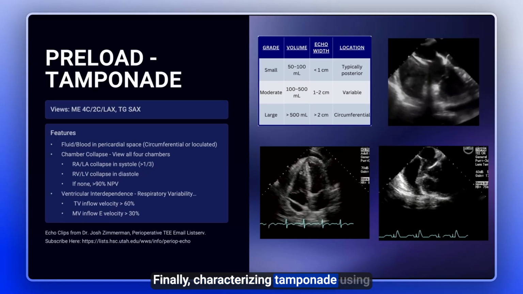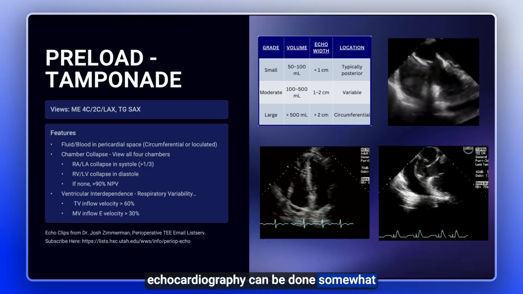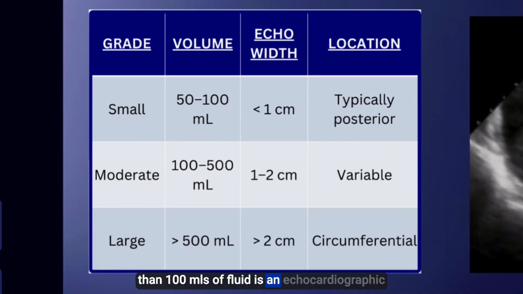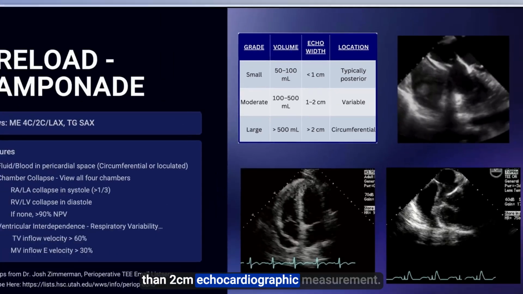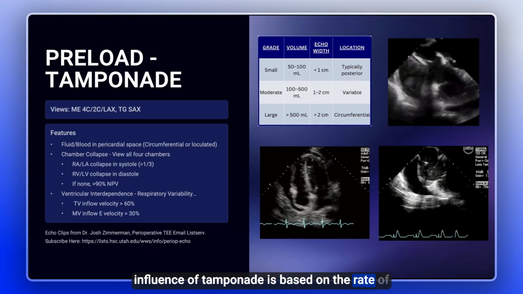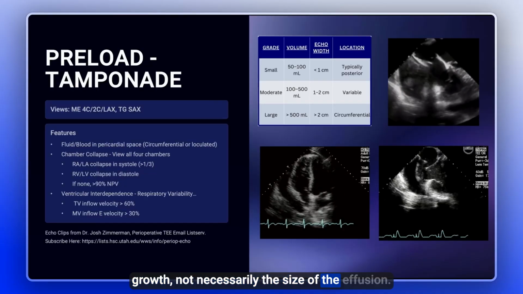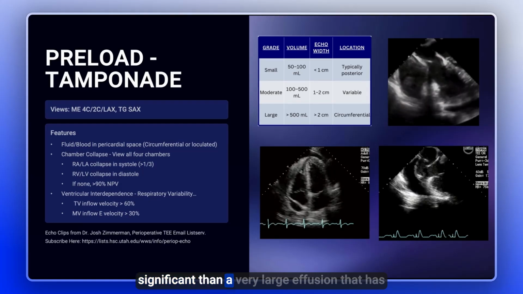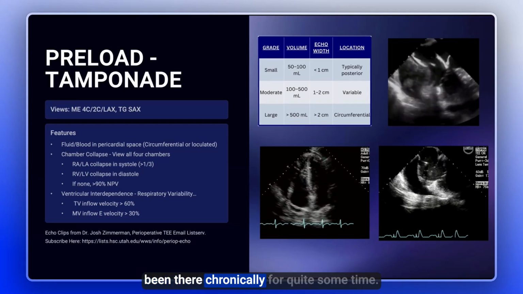Finally, characterizing tamponade using echocardiography can be done somewhat based on size, where a small amount, less than 100 mLs of fluid, is an echocardiographic width measured less than 1 centimeter, moderate 100 to 500 mLs would be seen on echo 1 to 2 centimeters, and then large, which is greater than 500 cc's, would be a greater than 2 centimeter echocardiographic measurement. And remember though, the hemodynamic influence of tamponade is based on the rate of growth, not necessarily the size of the effusion. So if there was no baseline effusion and there was rapid growth, that is much more significant than a very large effusion that has been there chronically for quite some time.